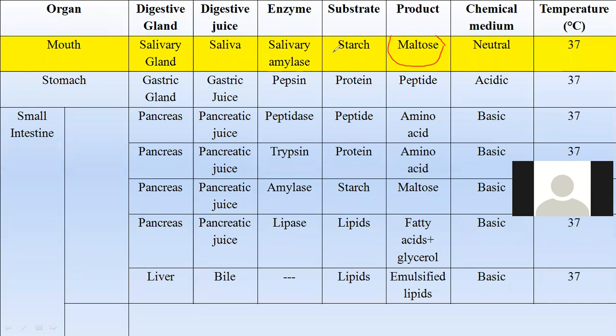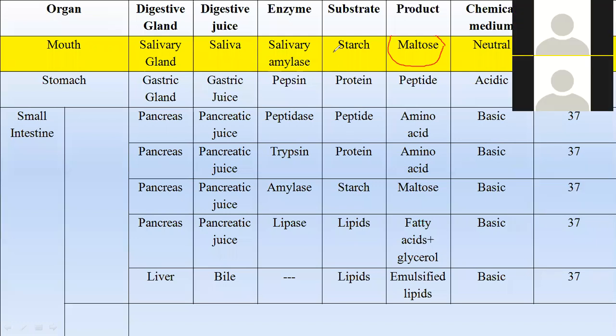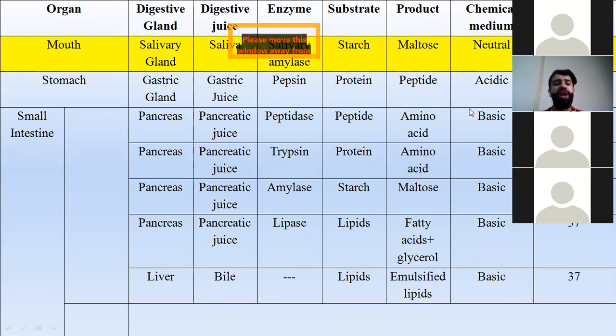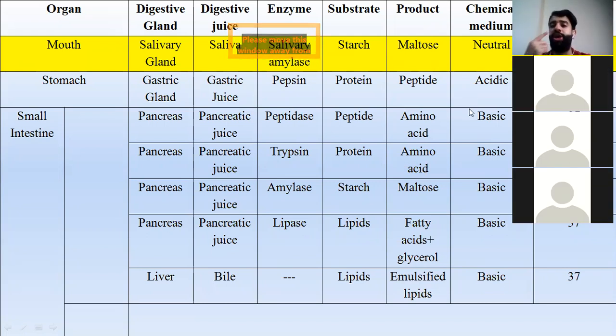Thank you, Maya. What do you think, Kareem? What is the name of the test that is used to identify the reducing sugar? Fehling test. Very good. Can you give me the positive result of the Fehling test? Brick red color precipitate. Thank you, Kareem. Very good. So this occurs at the level of the mouth, where the medium is neutral, so pH is equal to 7.